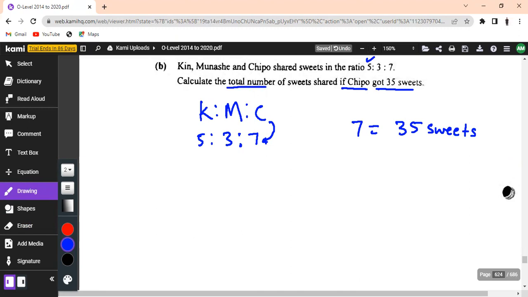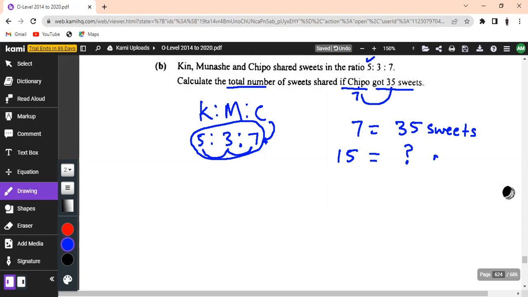So we are going to take the total ratio. We add 3 plus 7, which is 10, then plus 5, which is 15. So 15 is the total according to ratio. 7 is the ratio for Chipo. That is why we equate it to the number of sweets for Chipo, because Chipo has 7 according to ratio, and she got 35 sweets. What about 15, which is their total ratio? How many are they going to have in this case?